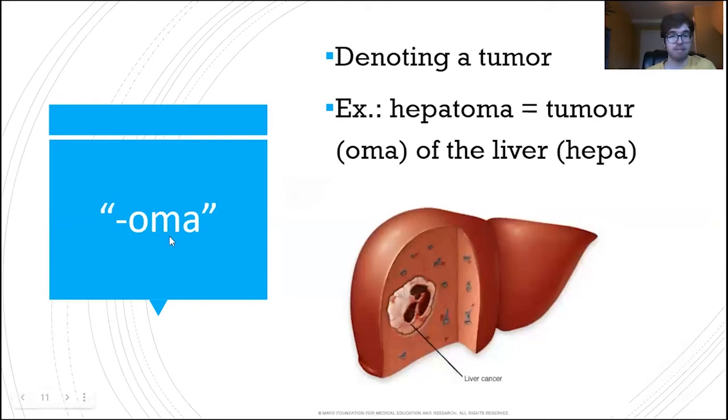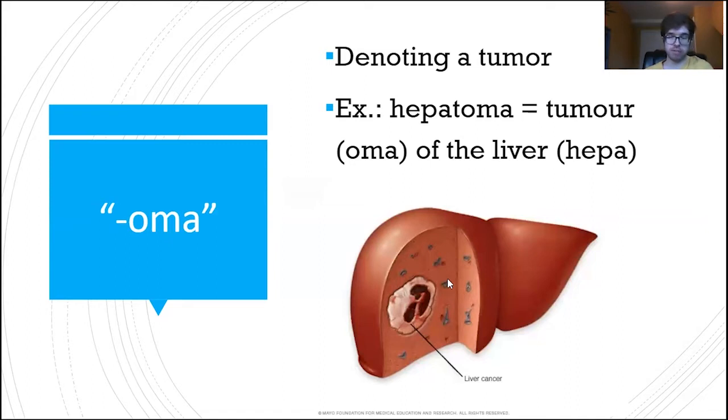So next I have oma. So whenever you see the suffix oma, that means it's a tumor. So in this example, I have a hepatoma, I think that's how you say it, in which, of course, the hepa part refers to the liver, and then the oma to the tumor. So a hepatoma is a tumor of the liver.